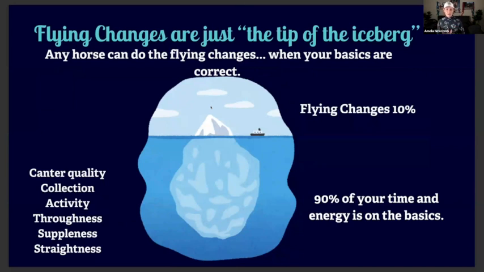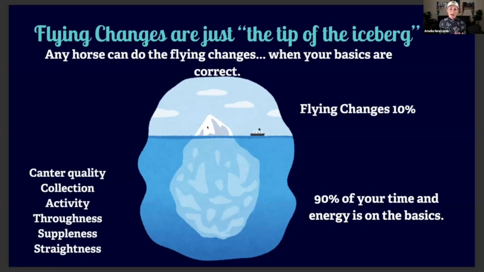So when we think about flying changes, they are just the tip of the iceberg. Flying changes are like the prize for all the hard work that you need to do. With an iceberg, only 10% of the ice is above water. So that's like your flying change moments of glory. Everything else is the basics. The 90% of the ice, which is below the water and which is what allows the iceberg to float, all of that is your basics.